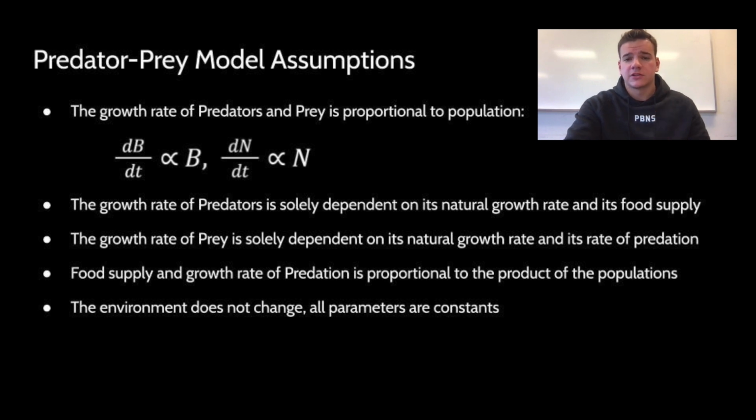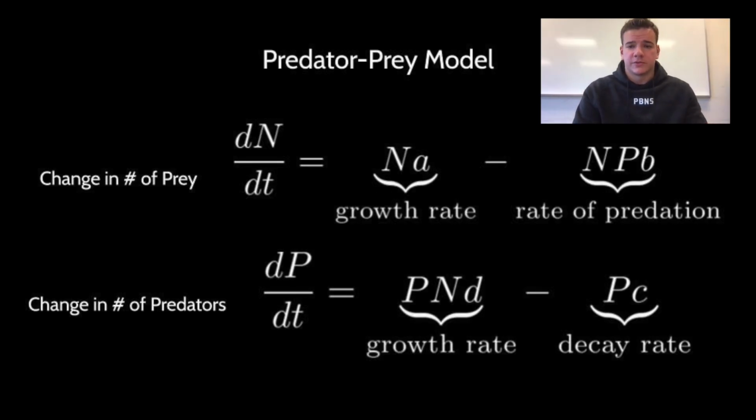And our final assumption for the basic model is that the environment does not change and all the parameters in the settings are constant. Here's the basic predator-prey model that we will use. Here we have dn over dt as the change in number of prey with respect to time, and dp over dt as the change in number of predators with respect to time. Change of number of prey equals growth rate minus rate of predation. Change in the number of predators equals growth rate minus decay rate from natural causes, for example.